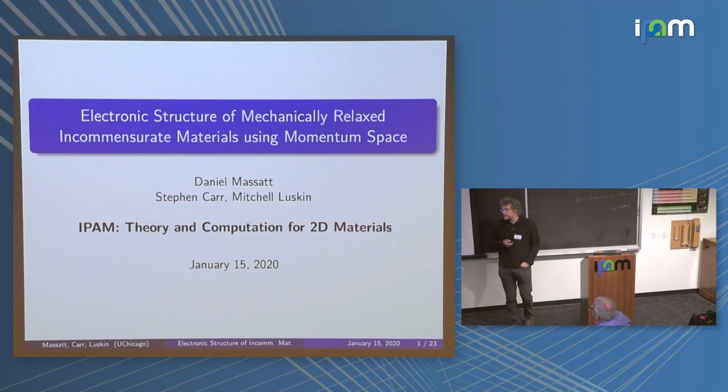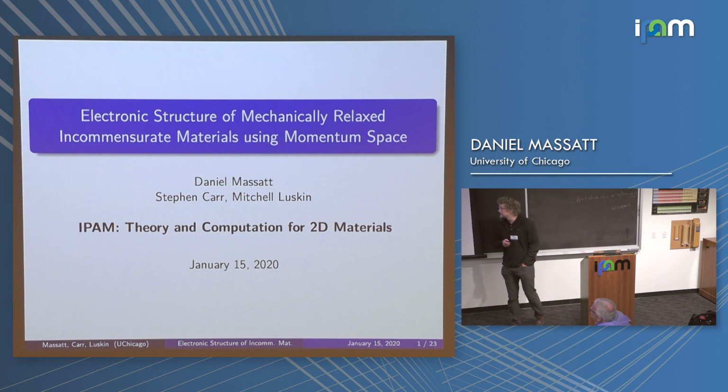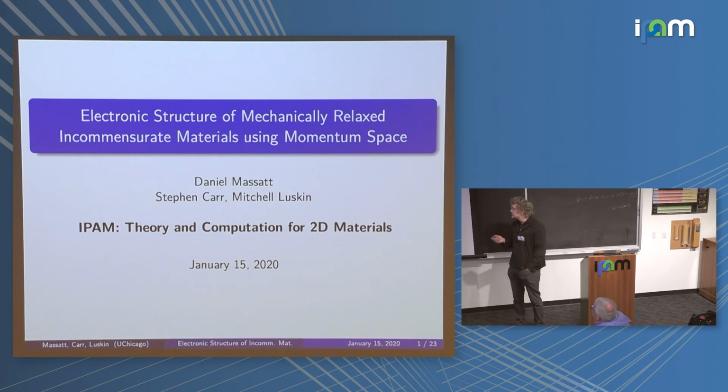Today I'm going to be talking also about twisted bilayers, focusing mostly on bilayer graphene, but that's going to be my example. But the whole point will be this applies to more general systems. So I'm going to be talking about the electronic structure of mechanically relaxed, twisted, or incommensurate materials, and using momentum space.